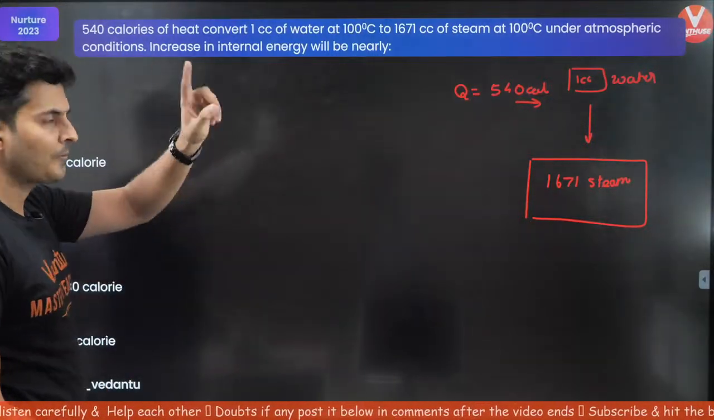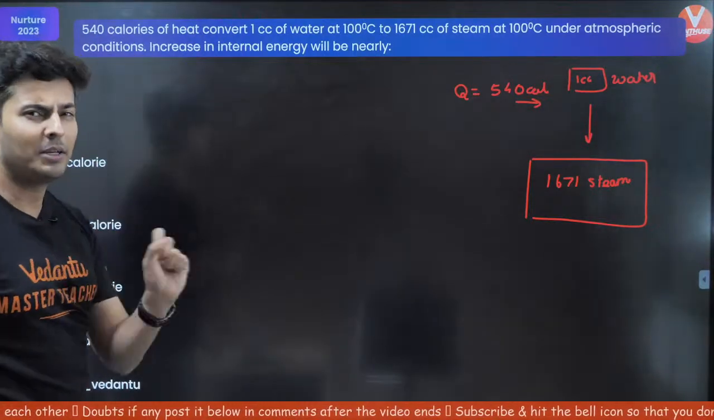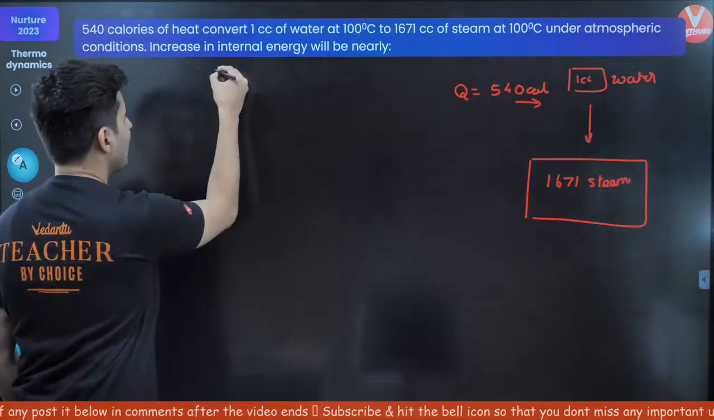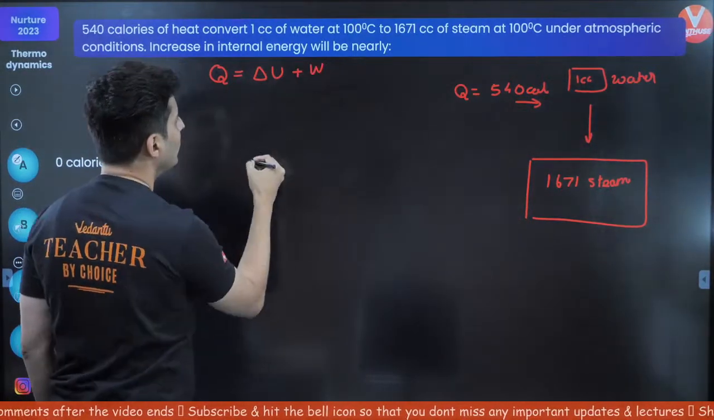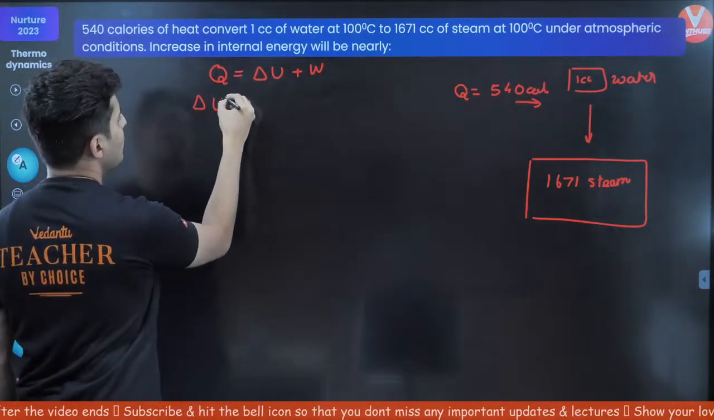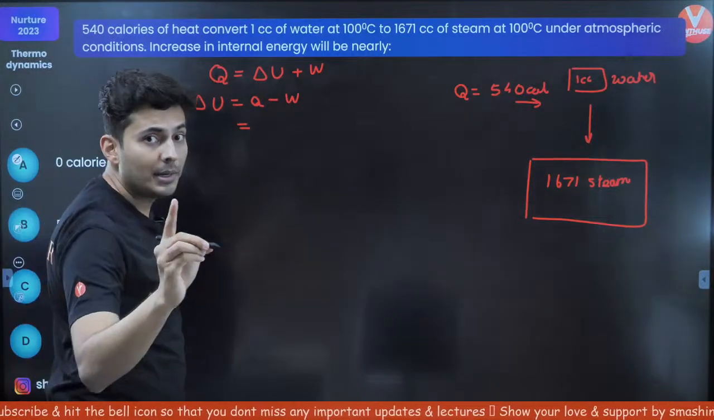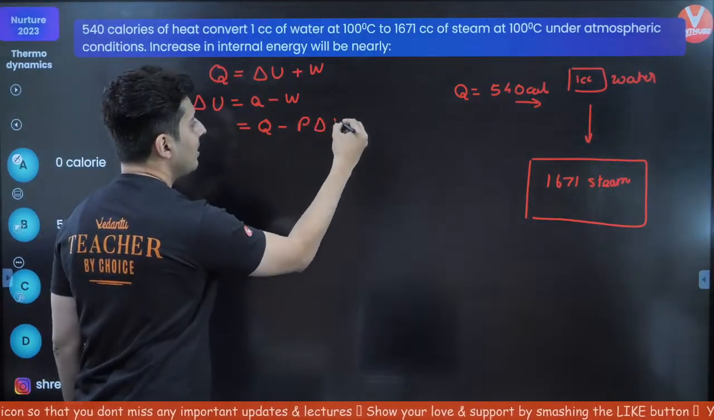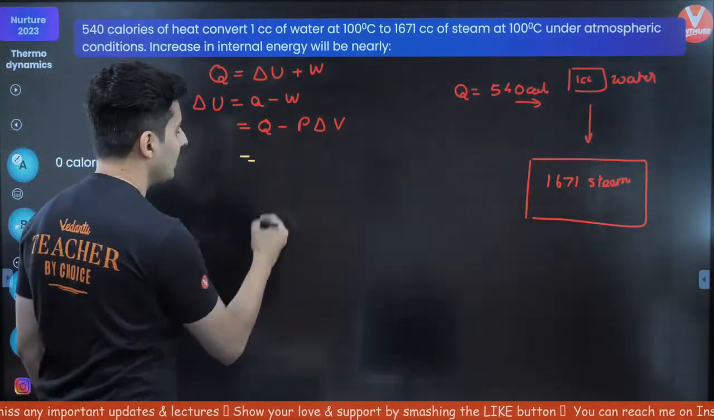Now think, Q is known, delta U is asked. That means W is needed, work is needed, because I know Q is equal to delta U plus W. So delta U will be Q minus W, and W will be how much, my warriors? P delta V. Now let's start substituting and see what do we get.